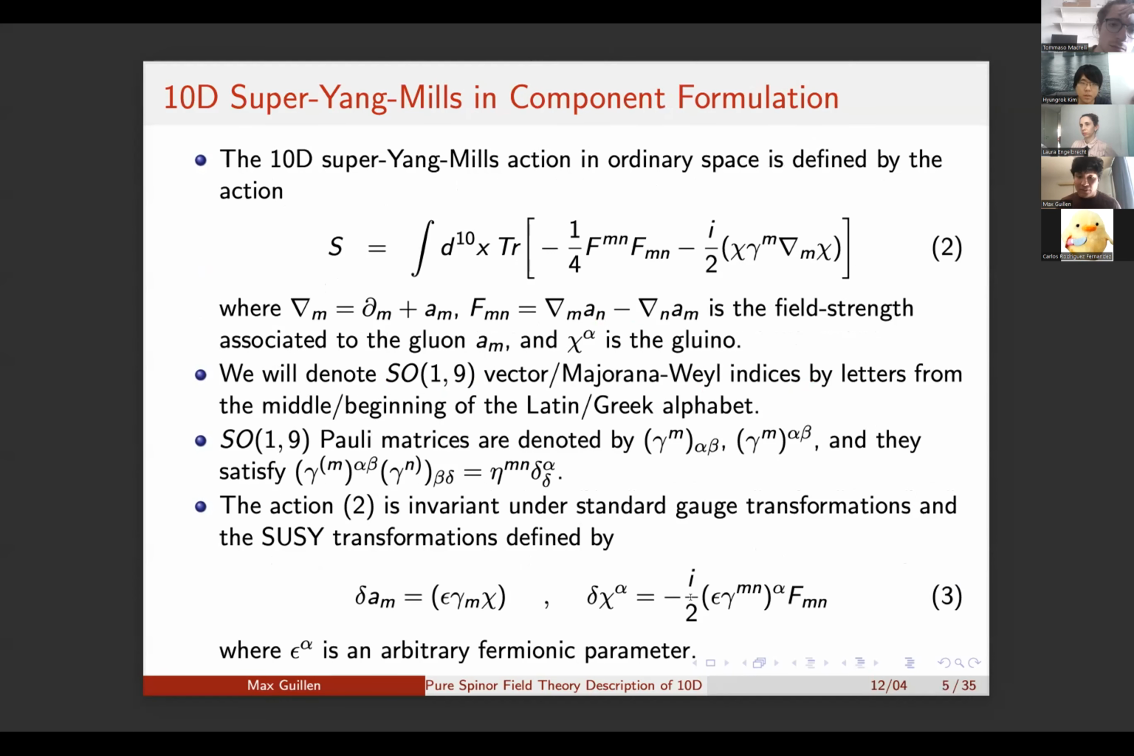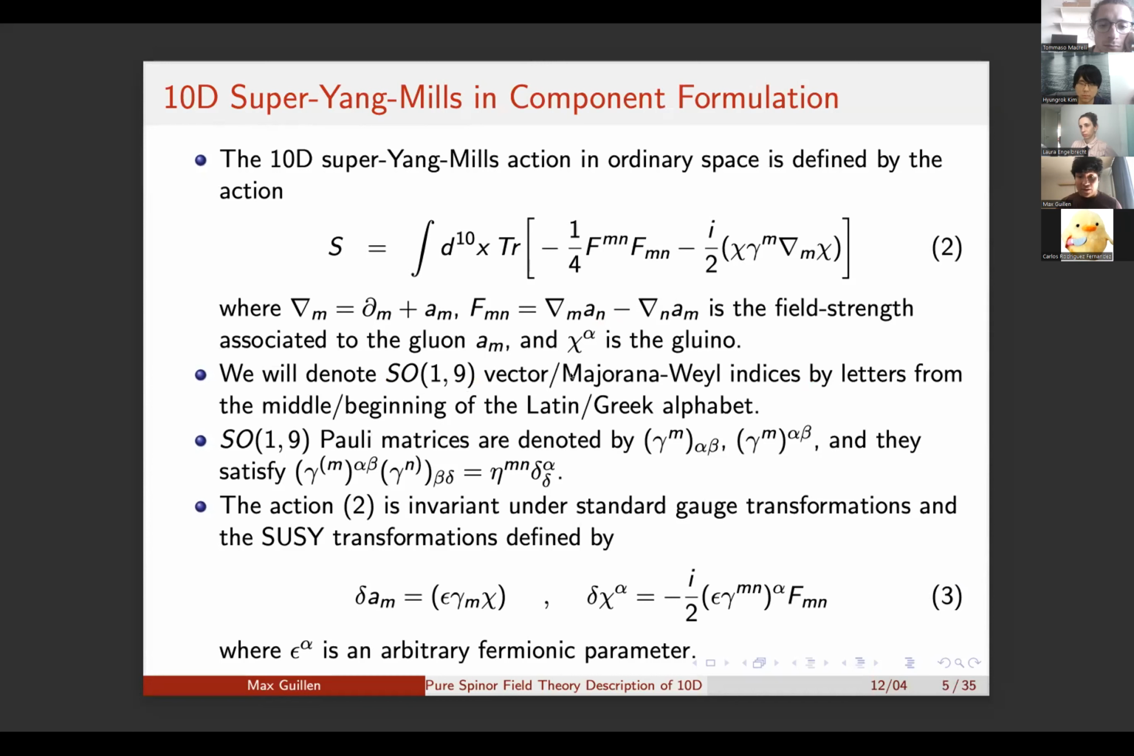This first part I will run through a little bit quickly because I don't have much time. But basically, what I want to do here is just give a brief review of 10-dimensional super Yang-Mills. So let me set some notation here. In my equation 2, you can see the action for 10-dimensional super Yang-Mills. We have the field strength, we have the gluino. This nabla is the covariant derivative as usual. These vector indices are important, so let me explain to you.